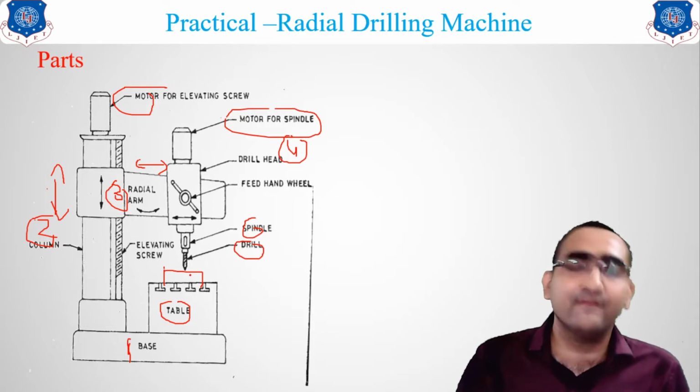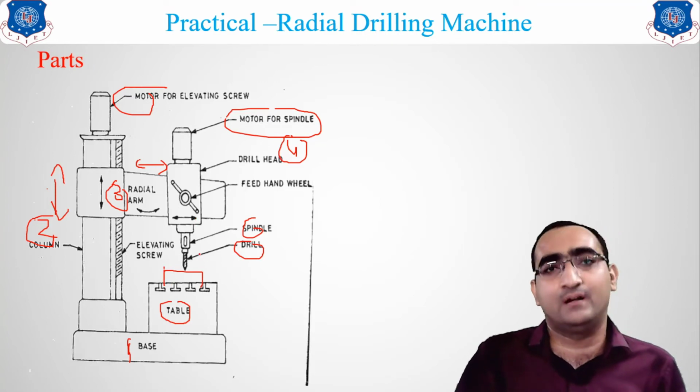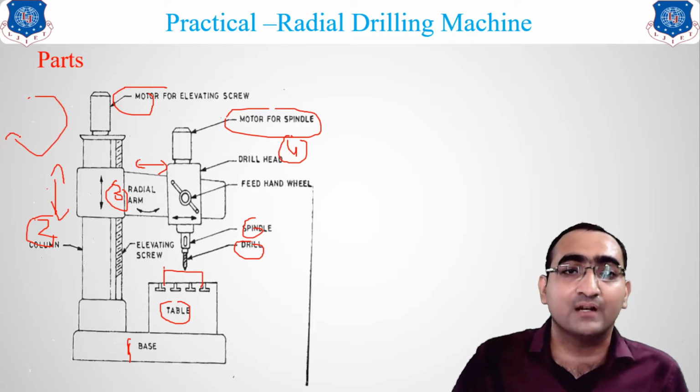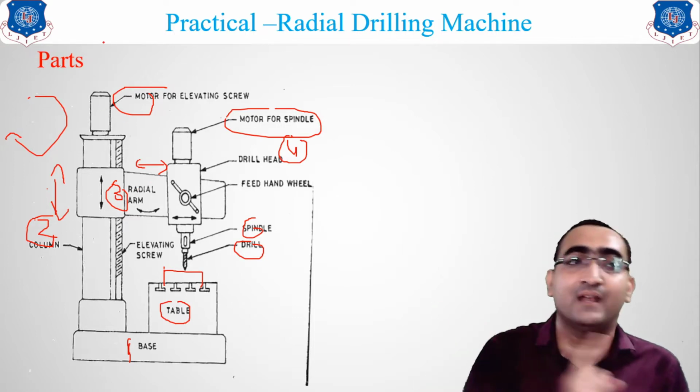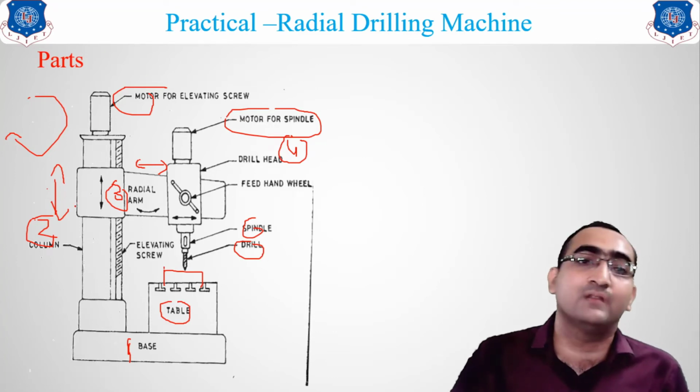So any heavy duty workpiece can be inserted over the table, and by adjusting it you can go for the drilling purpose. The third major motion, that is the circular motion, can be done. This radial arm can be moved in 360 degrees. In any direction you can move your radial arm with the help of this.